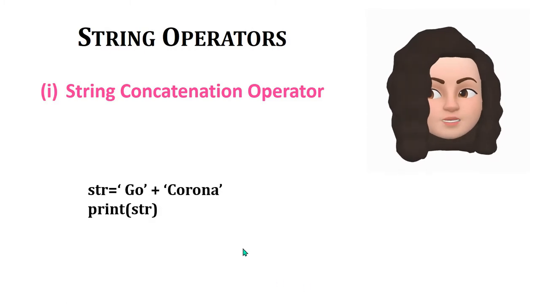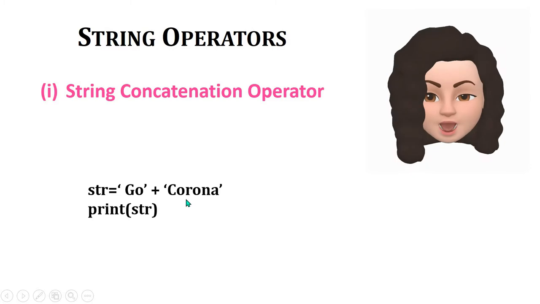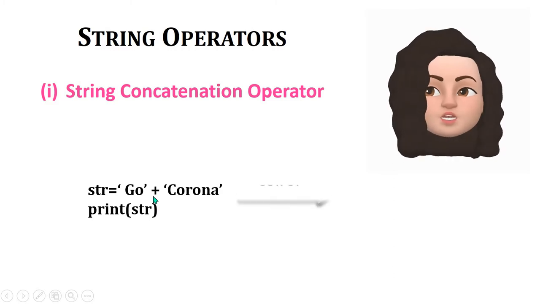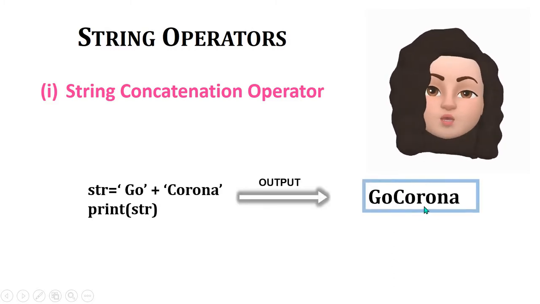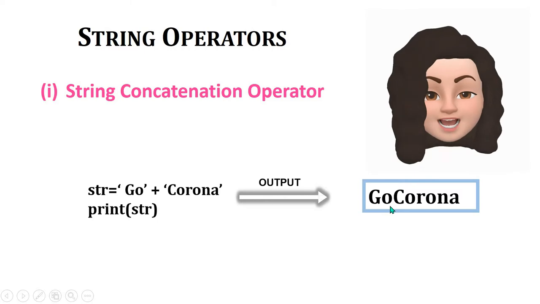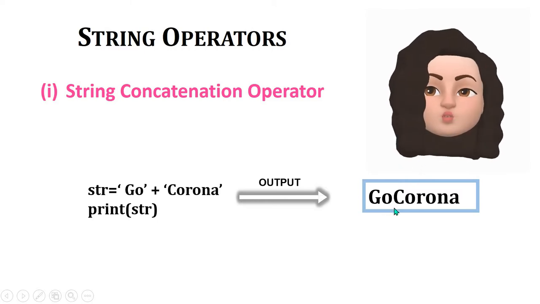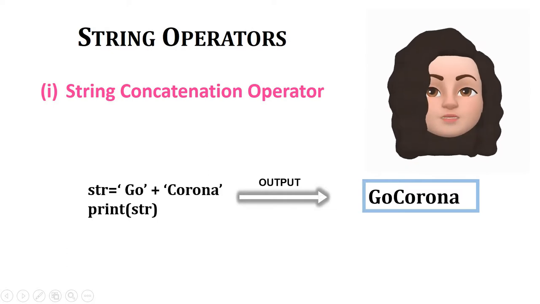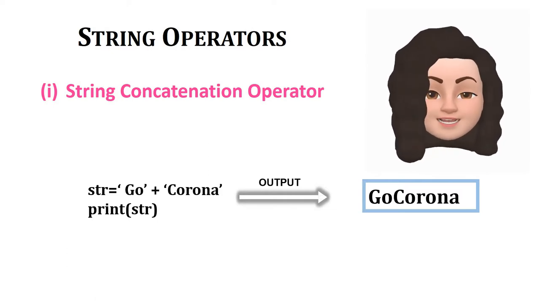str is equal to "go" is the first string. "Corona" is the second string. I am going to join these two strings using the concatenation operator plus. So look at the output. It is "gocorona". There is no space in between. It just joins two strings, go and corona. Now it is a single string. So the string concatenation operator is plus, which joins two strings.